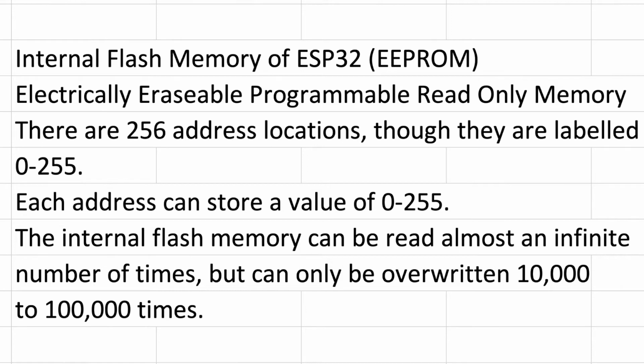The internal flash memory can be read almost an infinite number of times, but it can only be overwritten approximately 10,000 to 100,000 times. Now that might sound like a lot that you're never going to hit, but if you set up your code to overwrite the values in the flash memory every second, you would only get about 27 hours of operation before you've exceeded 100,000 rewrites, in which case the flash memory may no longer be reliable. So as you're writing code, you want to limit it in order to store and save those values as infrequently as possible and to reference them and read them as many times as you need.